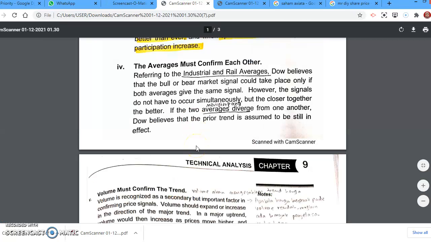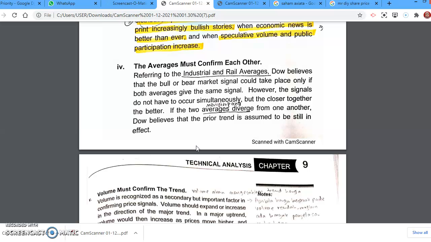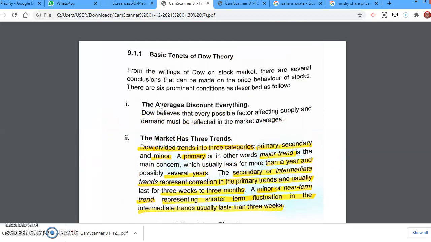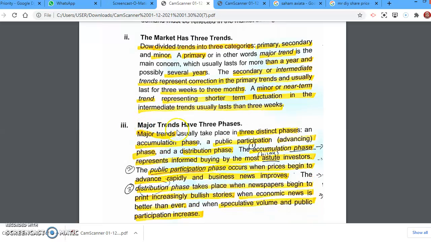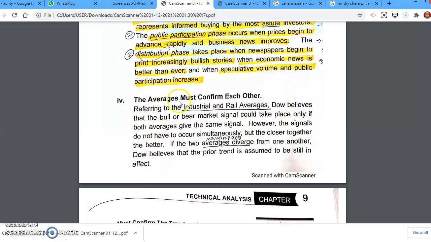Hi, continue to chapter 9, still the basic tenets of the Dow theory. What are the philosophies of this Dow theory? We have learned the previous tenets: the first is that the averages discount everything, second, the market has three trends, and the third one is that the major trends have three phases. So we are going to continue with number 4.